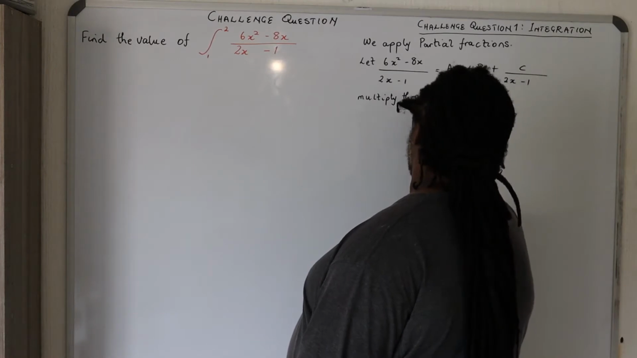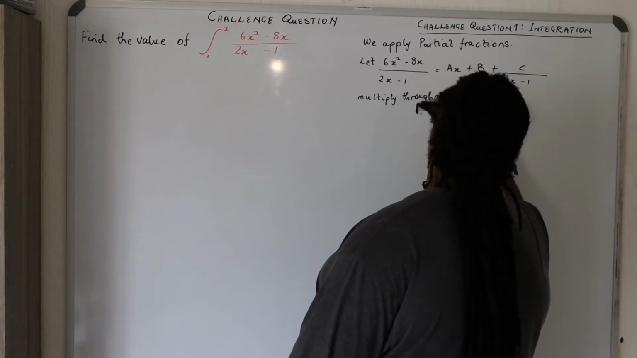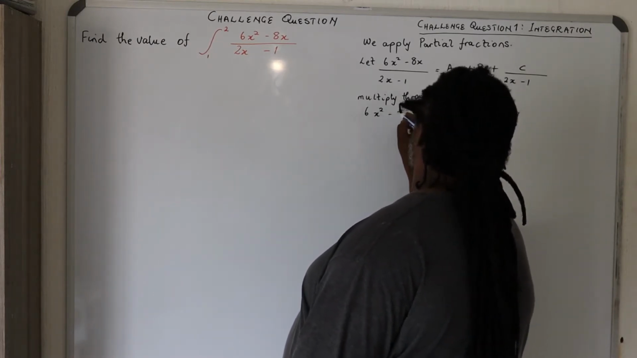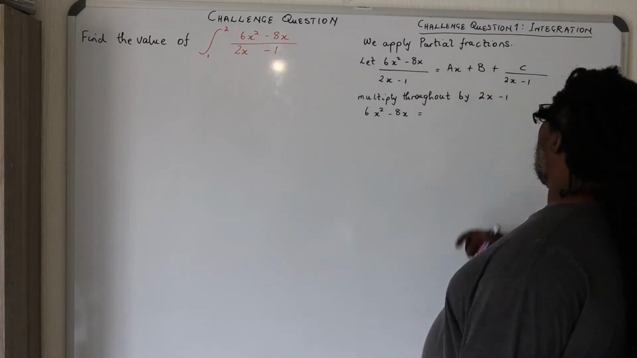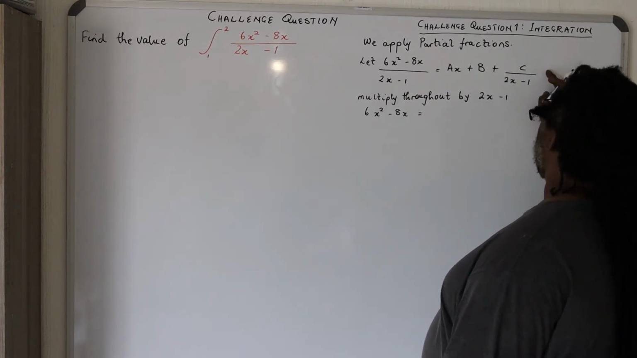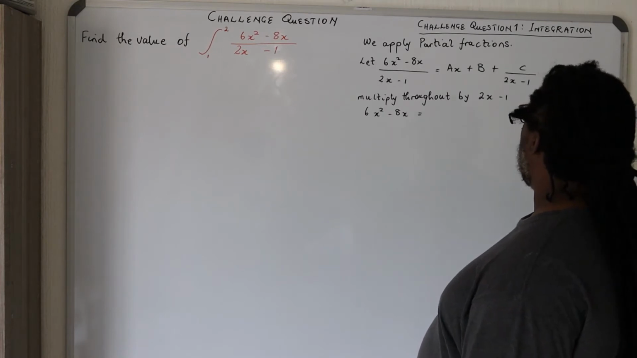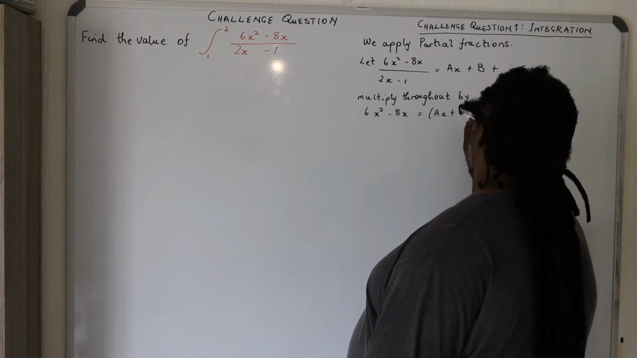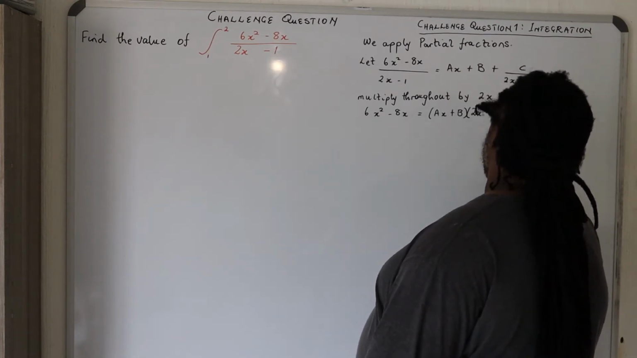throughout by 2x minus 1. So we will have 6x squared minus 8x equals, obviously, we are going to say ax multiplied by 2x minus 1 and b multiplied by 2x minus 1 and c over 2x minus 1 times 2x minus 1, and the 2x minus 1 and 2x minus 1 will cancel out. So to simplify our work, we will just say brackets ax plus b, brackets 2x minus 1 close brackets plus c.